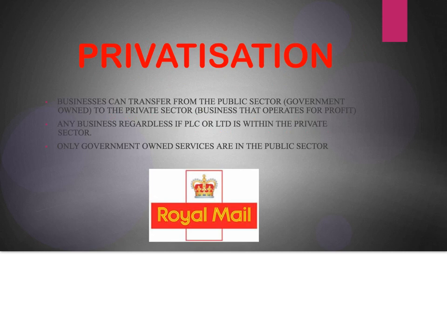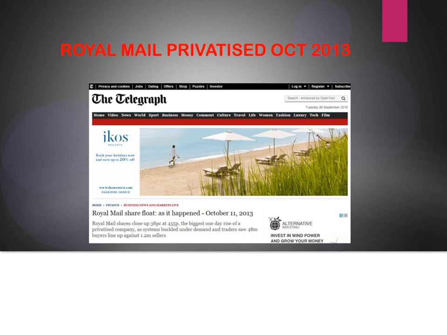A recent example of a business that transferred from the public sector to the private sector is Royal Mail. Previously Royal Mail was owned and controlled by the government. However, it is now a PLC, so it now belongs in the private sector. Here you can see a newspaper article from the Telegraph, dated October the 11th, 2013. This is when Royal Mail shares were sold for the very first time. They were sold on the London Stock Exchange, so therefore they are a public limited company. On the first day that they became available, this is known as a flotation. So the very first time that a business's shares appear on the stock exchange, this is known as a flotation. Hence the heading Royal Mail Share Float.